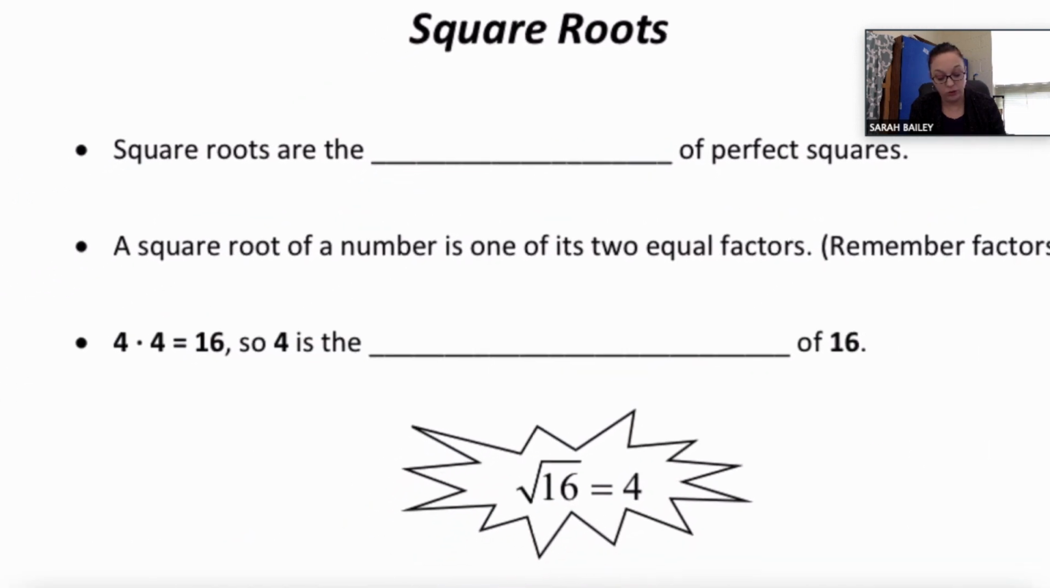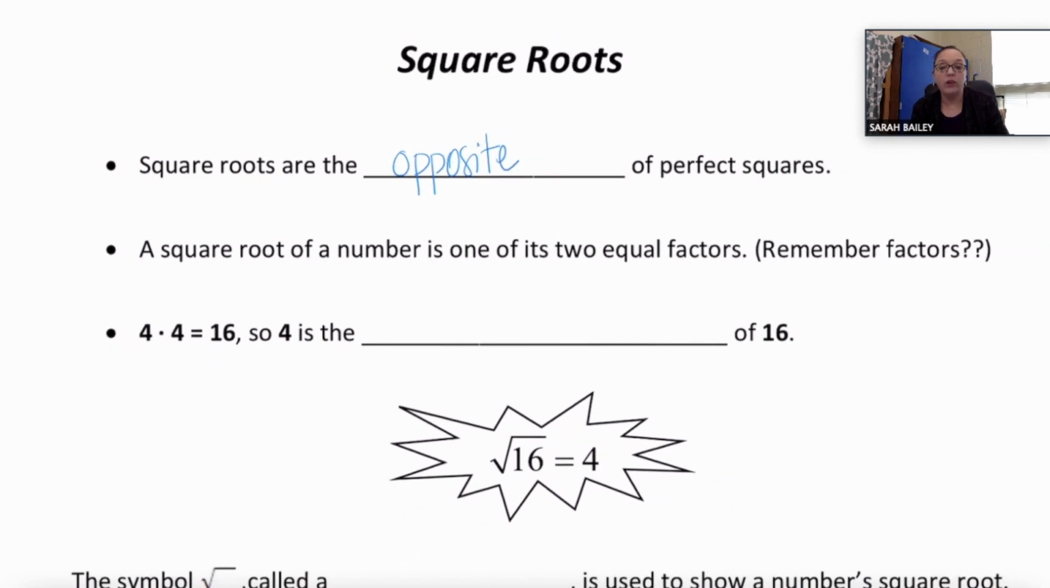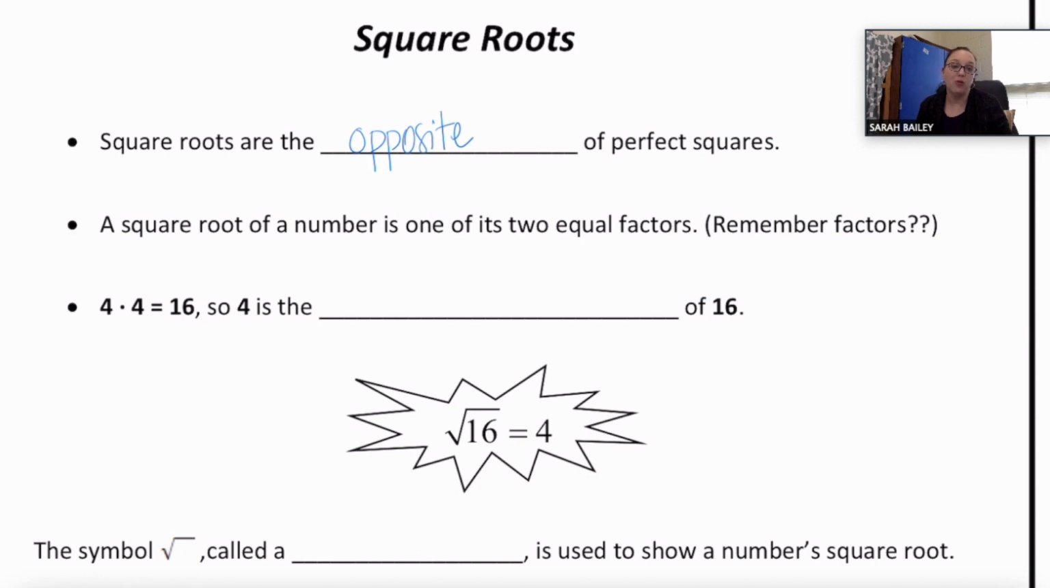Now we're talking about square roots. So square roots are the opposite or inverse of perfect squares. We'll say opposite. A square root of a number is one of its 2 equal factors. So remember that factors are numbers that you're multiplying together to get a product. So for example, in the next bullet point, 4 times 4 is 16. 4 and the other 4 are both factors of 16.